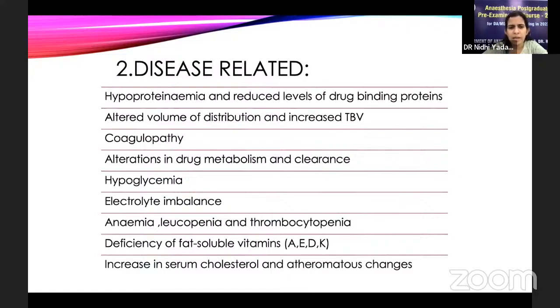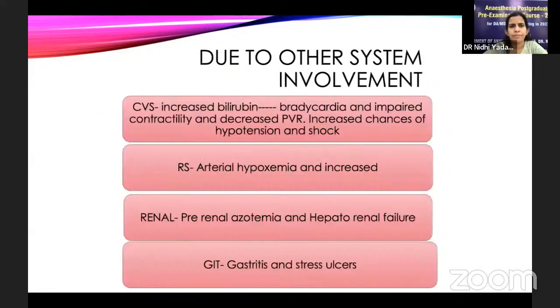There's hypoglycemia, electrolyte imbalance, anemia, leukopenia, and thrombocytopenia due to hypersplenism, deficiency of fat-soluble vitamins A, D, E, and K due to malabsorption, and increased serum cholesterol and atheromatous changes.